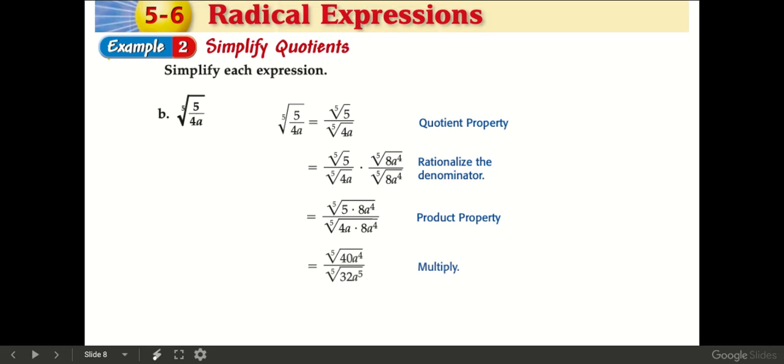So when I multiply these out, 5 times a to the fourth is 40a to the fourth. And in the denominator, 4a times a to the fourth: 4 times 8 is 32, and a times a to the fourth is a to the fifth. So again, perfect fifth roots there. The fifth root of 32 is 2. The fifth root of a to the fifth is a. And in the top, that would be my simplified answer. There are no perfect fifth roots to simplify there.